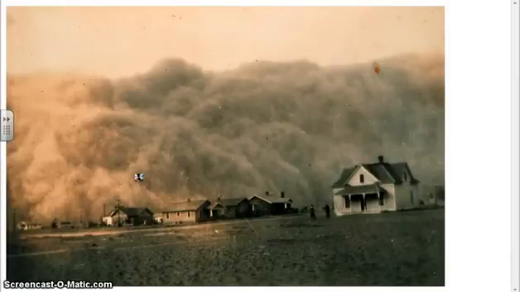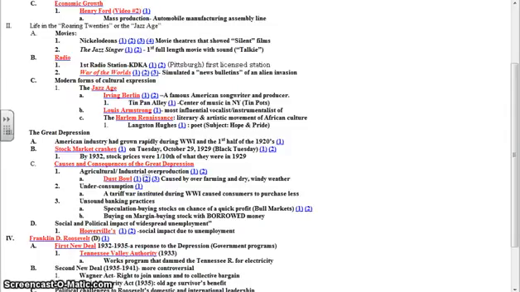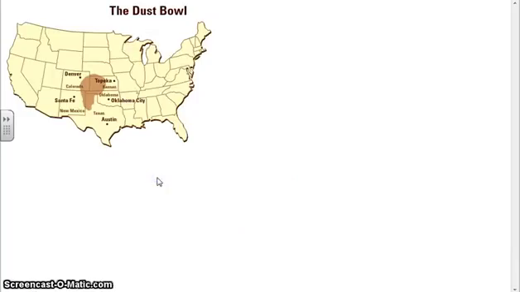And here you can see a dust storm where the topsoil is being blown away. Here's another picture of the result. This farm is totally destroyed by the moving of the topsoil and the introduction of large amounts of sand. This map shows you the center of the Dust Bowl in the states of Colorado, New Mexico, Texas, Oklahoma, and Kansas.